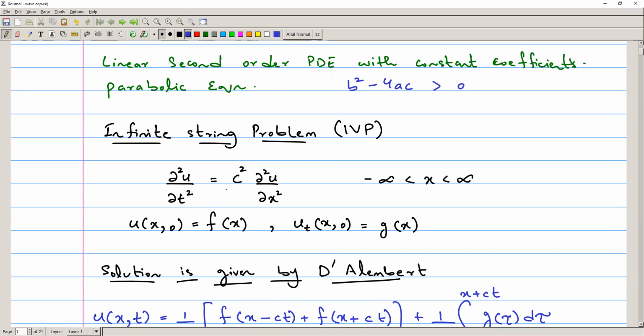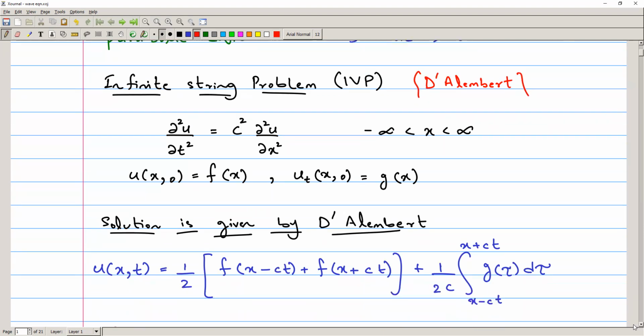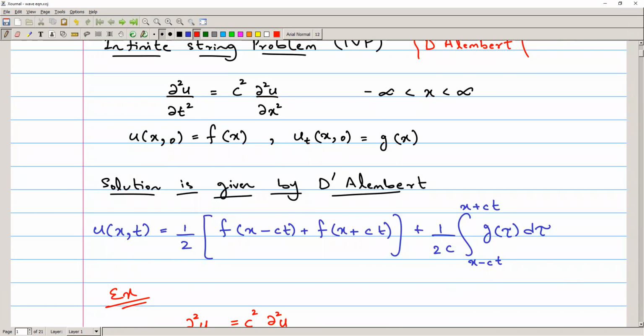Now we have an infinite string problem, that is initial value problem. The solution to this problem is given by D'Alembert, a well-known French mathematician, who in fact gave the solution to this kind of problem. So the initial value problem is of the type ∂²u/∂t² = c² ∂²u/∂x², and the length x is from −∞ to ∞. That's why we call it infinite string.